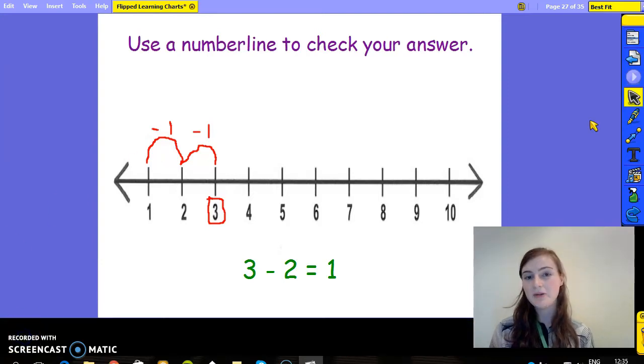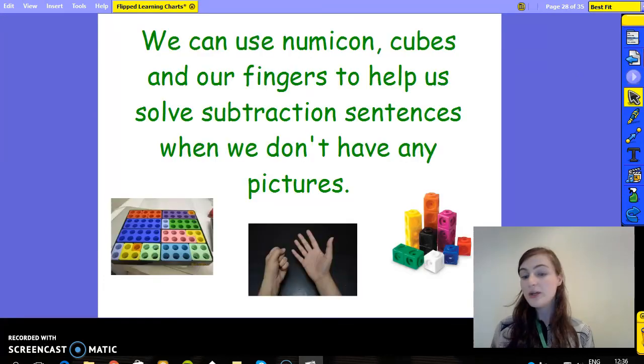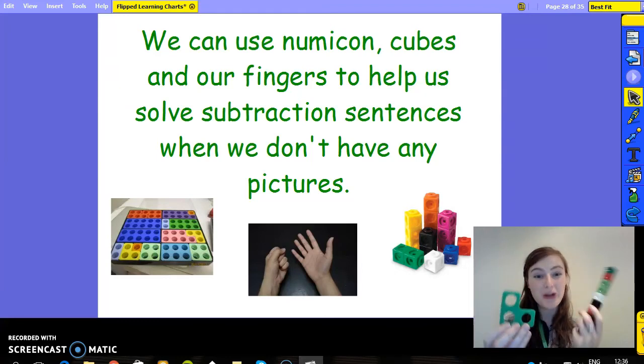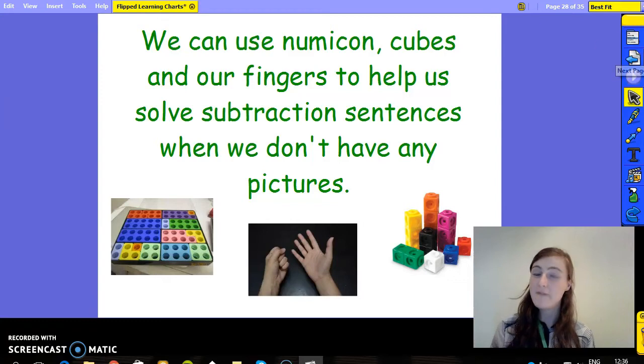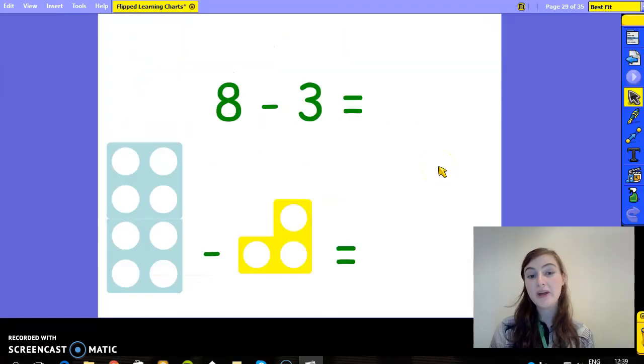Just like addition, we can use lots of things to help us when we're subtracting. Just there, we used pictures, our fingers, and a number line. But you can also use numicon and cubes to help you answer questions. This is very helpful when we don't have any pictures. Let's try a trickier one. Here we have another number sentence. Can you read it with me?